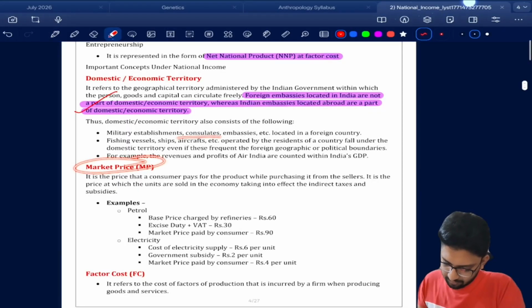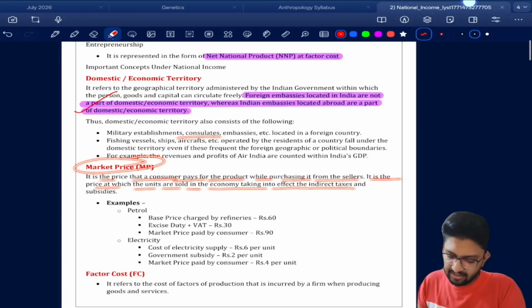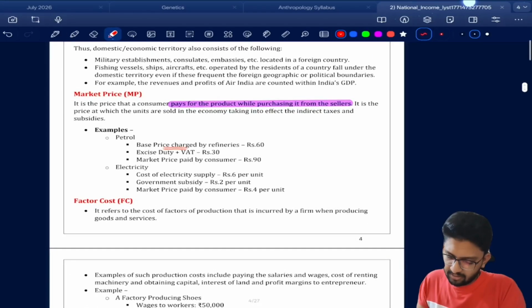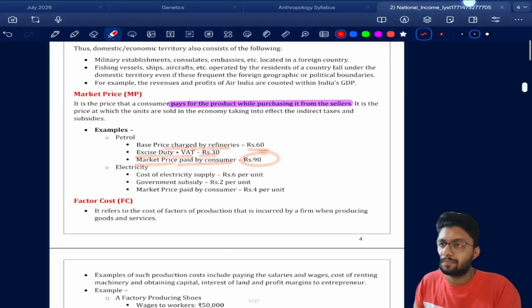Market price. It is the price that a consumer pays for the product while purchasing it from the sellers. It is the price at which the units are sold in the economy, taking into effect the indirect taxes and subsidies. Yes, fine. Example: the base price charged by the refinery is 60 rupees, excise duty plus value added tax is 30 rupees, so the market price paid by the customer becomes 90 rupees.